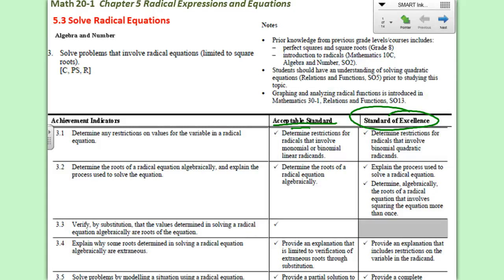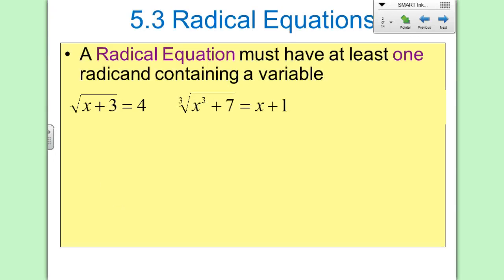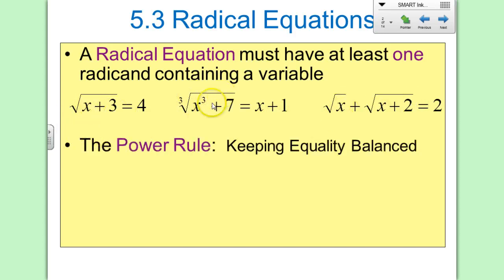As we continue on, and you can read through those, what are we doing? We are solving radical equations. If we're going to solve a radical equation, the first thing we should probably do is understand what they are. Clearly a radical equation is an equation that has a radical in it. So this is a radical equation, that's a cube root radical equation, and this is a radical equation. Notice that some of these have one radical, and this one has two.